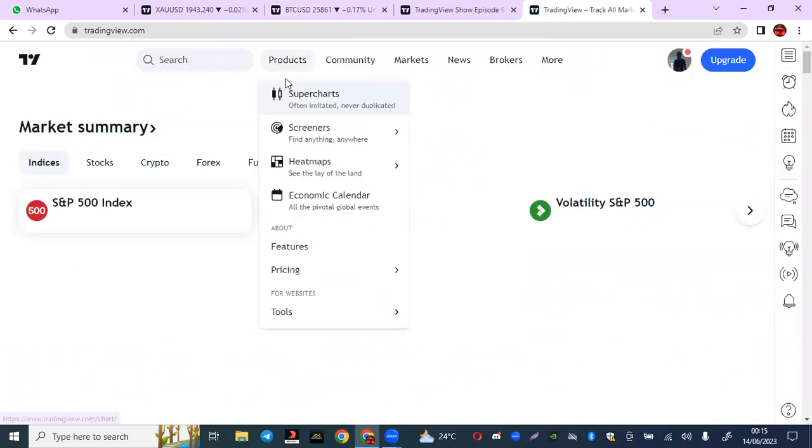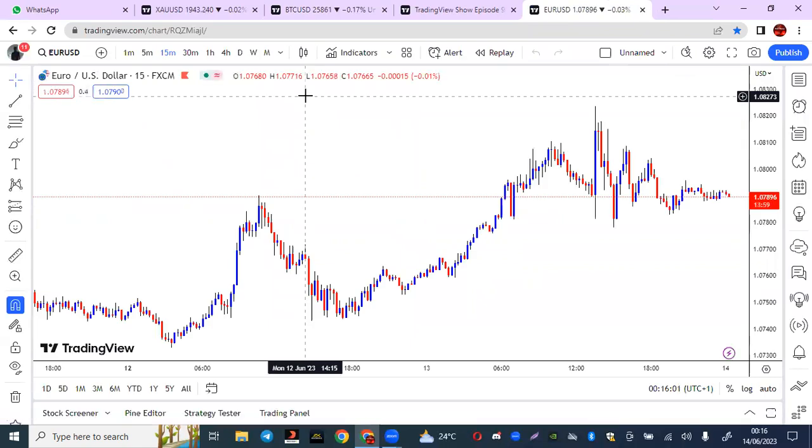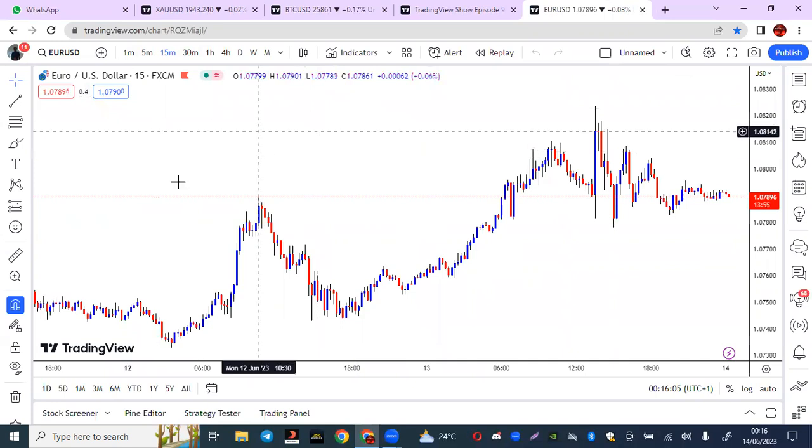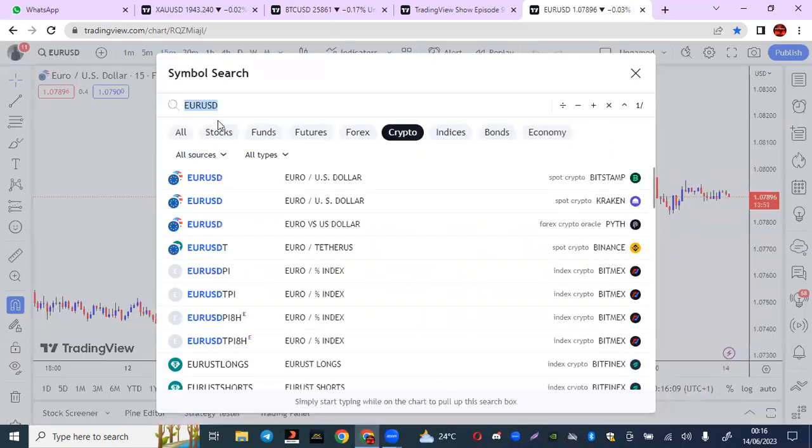Once you sign in, you come to products, and then where you want to navigate to is Super Charts. Super Chart opens this up. Okay, so let me just start. Here you have currencies. Like I said, you choose what you want to trade or what you want to analyze.